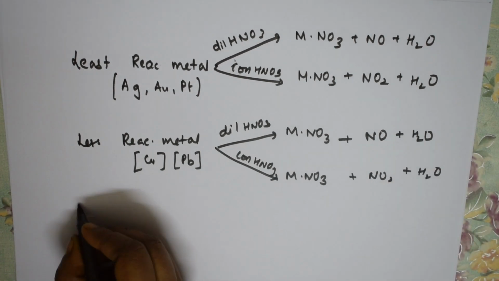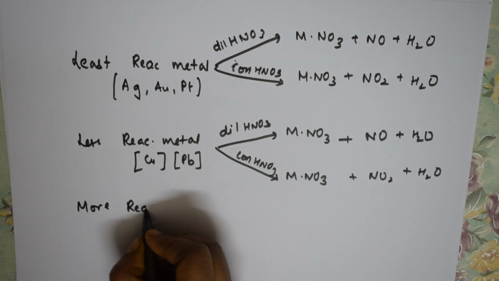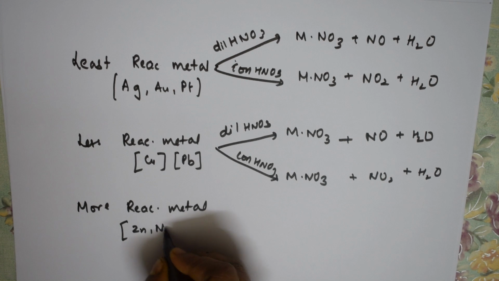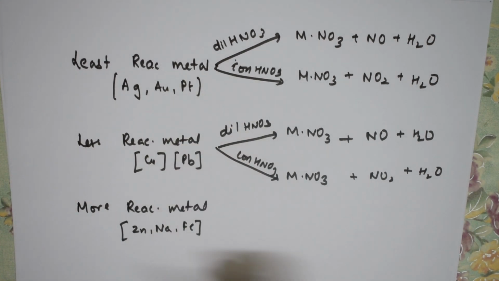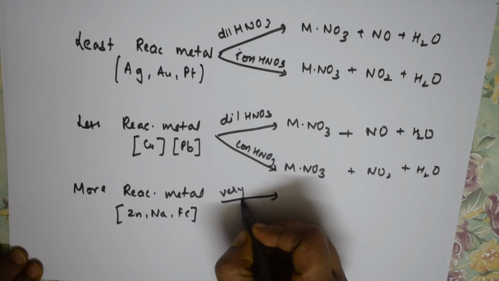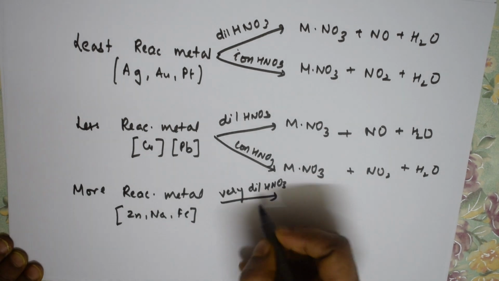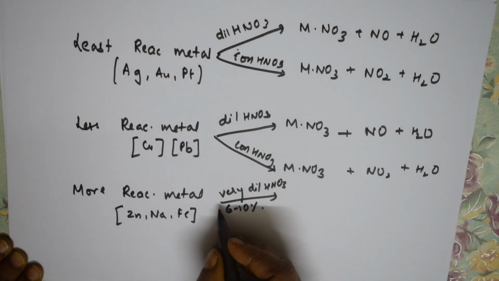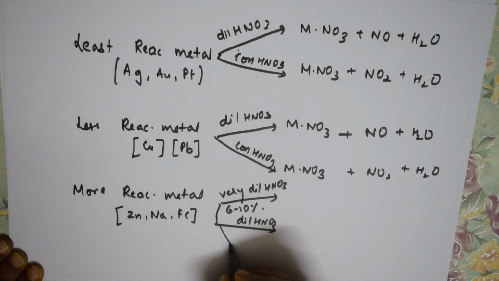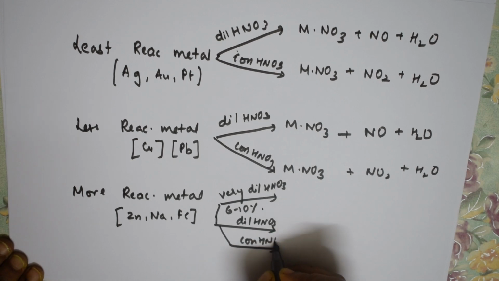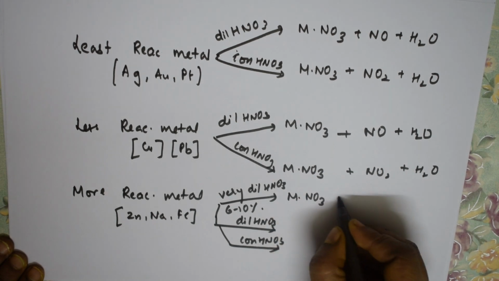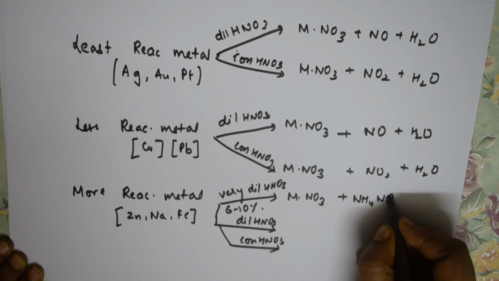Suppose if I take more reactive metals, what are they? They are nothing but zinc, sodium, iron. Compared to them, they are above the hydrogen in the reactivity series. There are three conditions. Very dilute HNO3. Very dilute means how much? It's almost 6 to 10% concentration of HNO3. Suppose if you have dilute, which is 20% HNO3. Further, you have concentrated HNO3. So what happens? Very dilute, if it is there, the product formed, you need to remember, it is metal nitrate plus ammonium nitrate plus water.